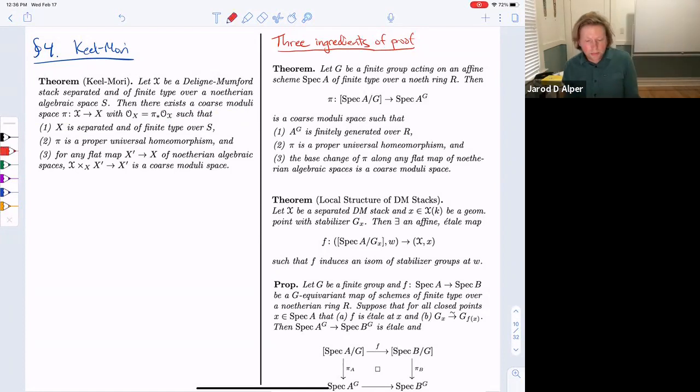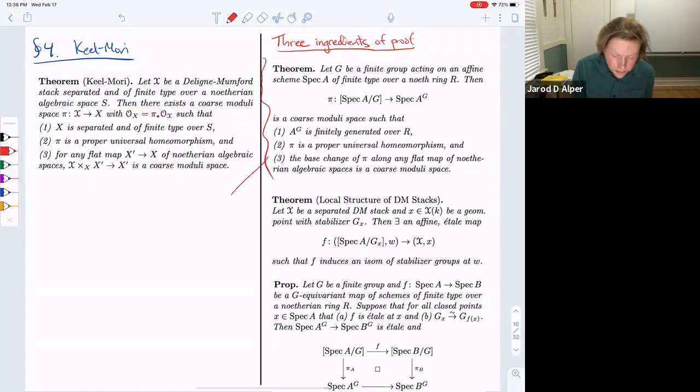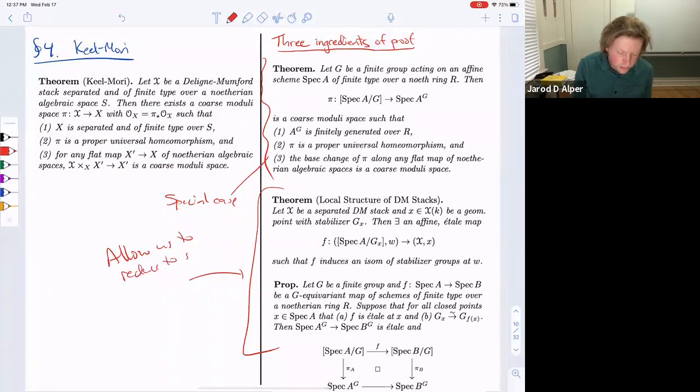And on the right-hand side, we have the three ingredients that will allow us to prove this quite easily. Basically, this here is the special case of a quotient stack, and these two will allow us to reduce to the special case. But let me spell that out in detail.